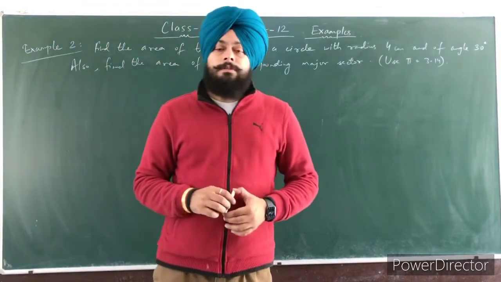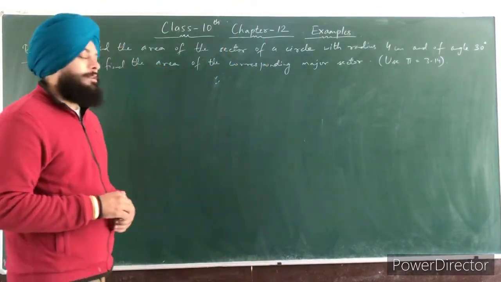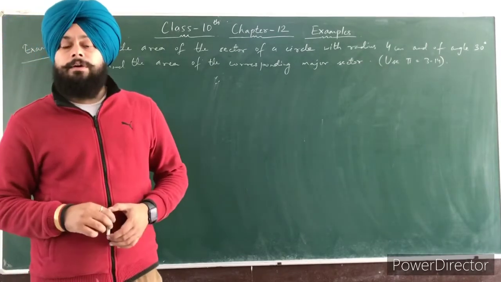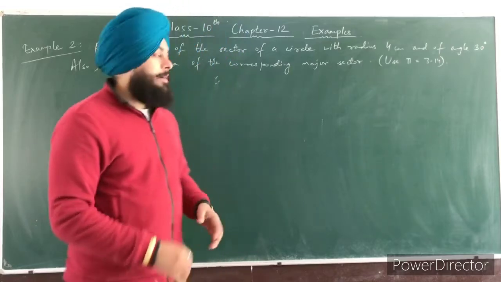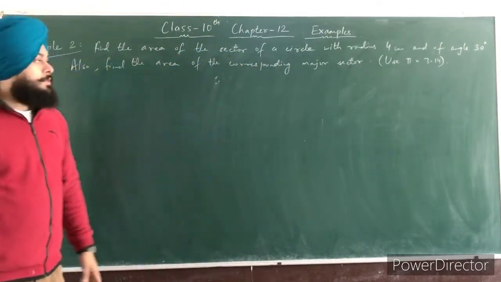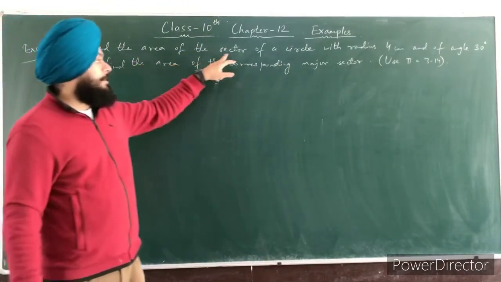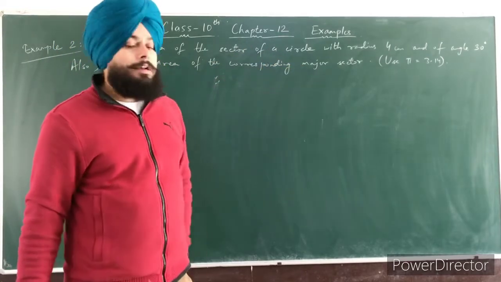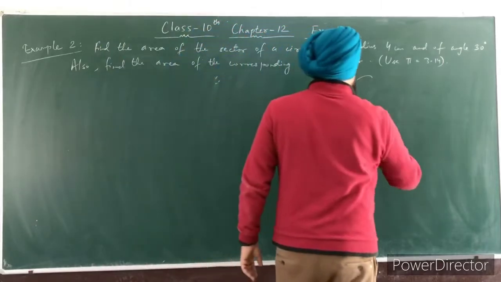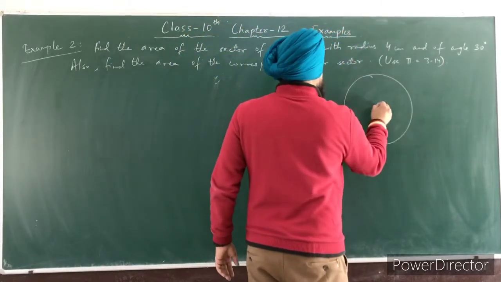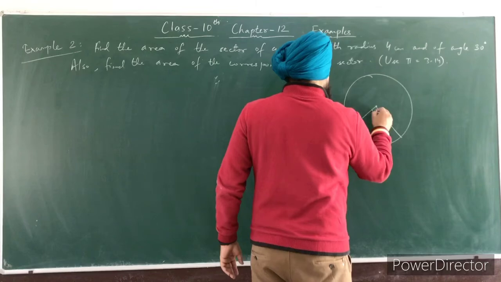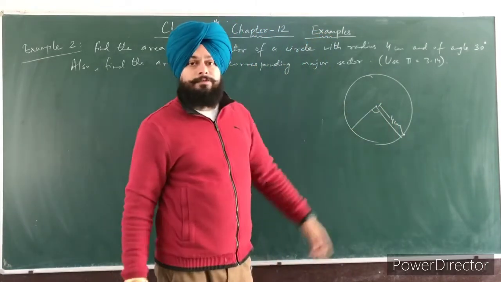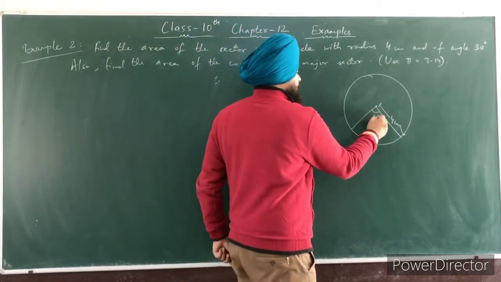Good morning, students. Next we will do example number 2 of your chapter number 12, area related to circle. In this example you have to find the area of the minor sector and the corresponding major sector. The question is, find the area of the sector of a circle with radius 4 cm and angle 30 degrees. So first draw the circle, in which the radius is of length 4 cm and the angle is 30 degrees.